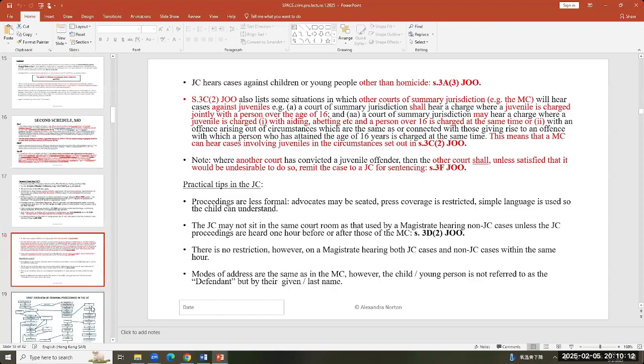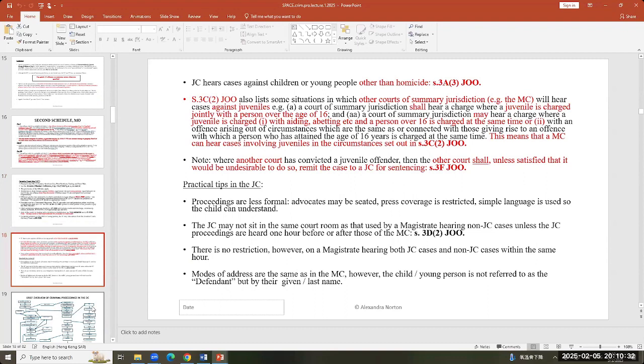So section 3C, subsection 2 of the Juvenile Offenders Ordinance lists situations in which it may be more appropriate for the magistrate's court to hear the case, even though a juvenile offender is involved. So you can see here, I've put it for you.